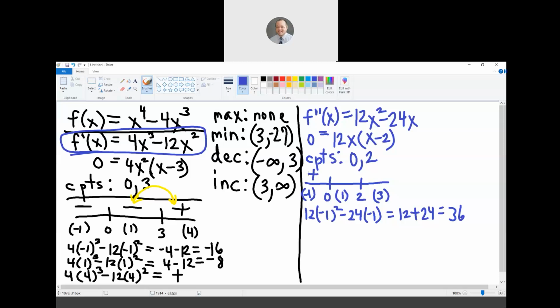Now to test the interval between 0 and 2, let's plug in our next test point, 1. That gives us 12 minus 24, or negative 12. So the result sign between 0 and 2 is negative.